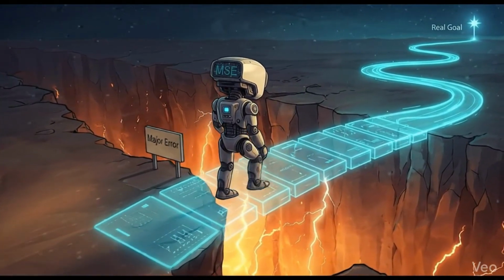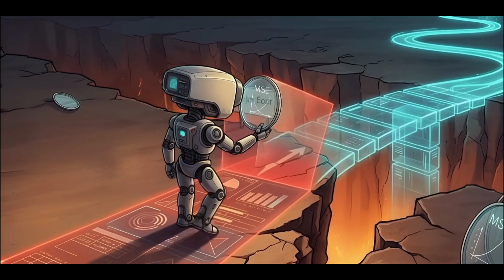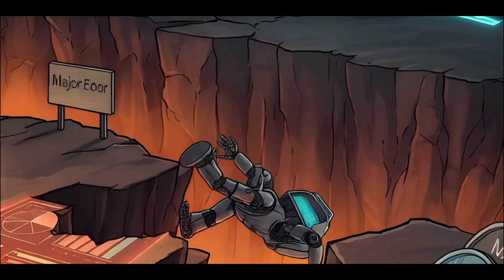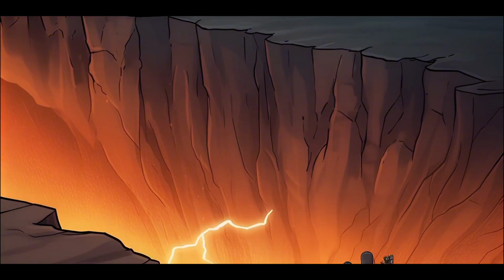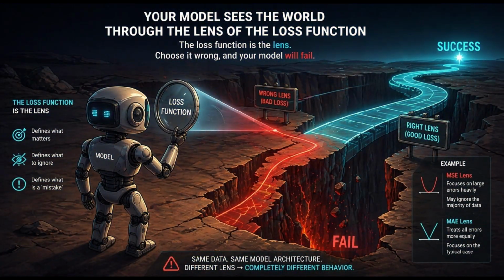If that lens is chosen correctly, the model moves in the right direction. But if that lens is wrong, the model may optimize the wrong thing and fail, even while the training process looks perfectly fine. That's why loss functions are not just mathematical formulas. They are one of the most important design choices in machine learning. In other words, your model understands the world through the loss function.